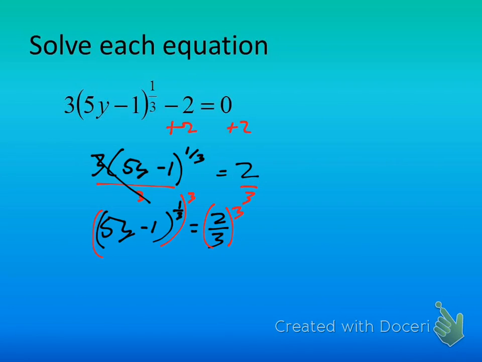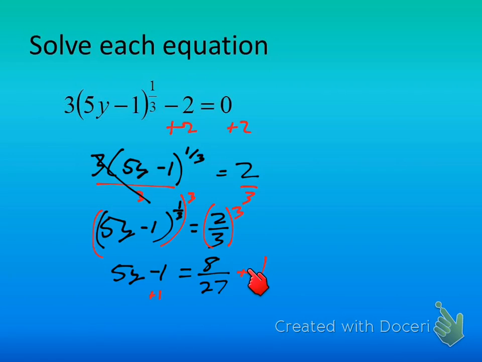Cube everything, which leaves you with 5y minus 1. 2 times 2 times 2 gives you 8. 3 times 3 times 3 gives you 27. That's 2/3 times 2/3 times 2/3. Multiply your numerators, multiply your denominators. Okay? Next step. What do you do next? You add 1. You don't care about the 27 on the other side. You add 1. Plus 1. Okay?